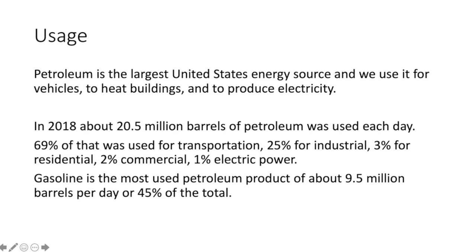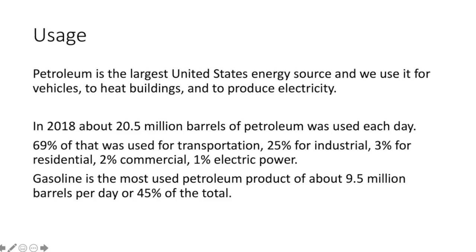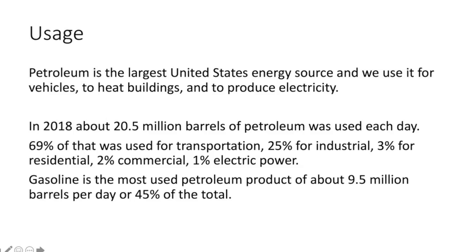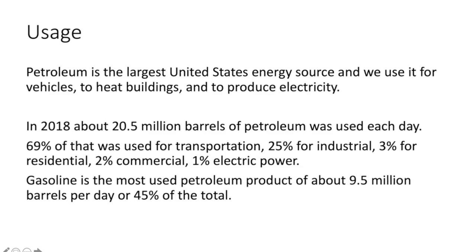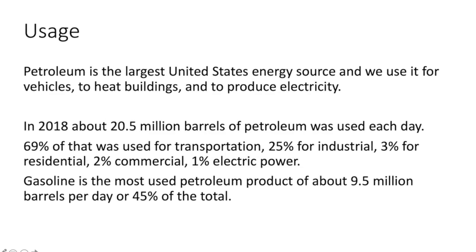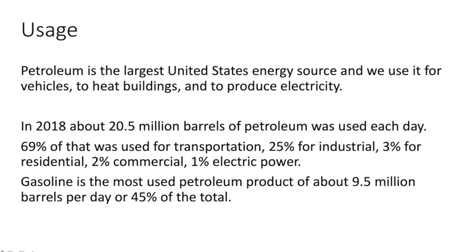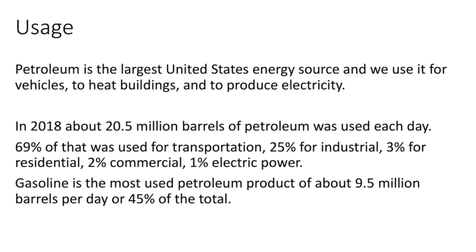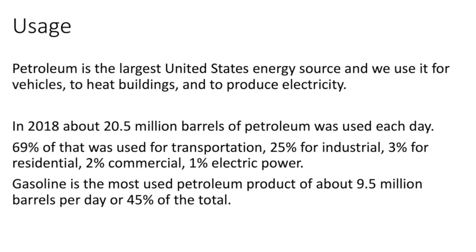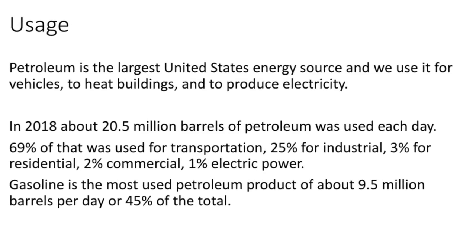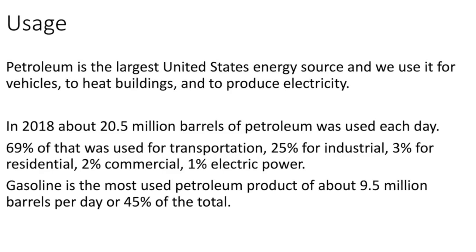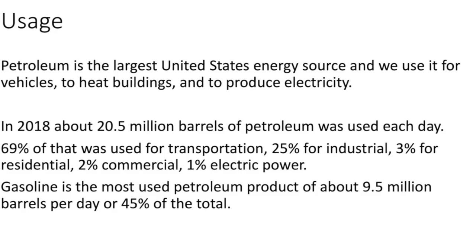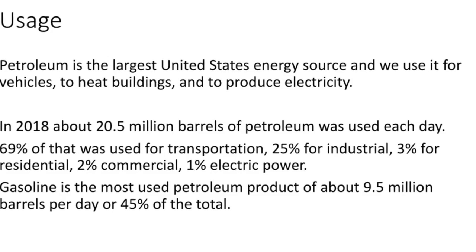Usage. Petroleum is the largest United States energy source, and we use it for vehicles, to heat buildings, and to produce electricity. In 2018, about 20.5 million barrels of petroleum was used each day. 69% of that was used for transportation, 25% for industrial, 3% for residential, 2% for commercial, 1% for electrical power. Gasoline is the most used petroleum product of about 9.5 million barrels per day, or 45%.